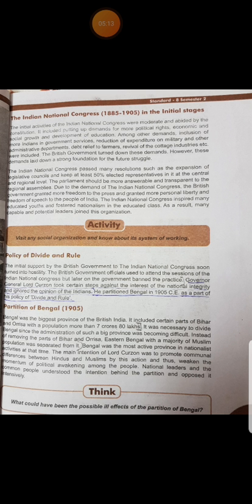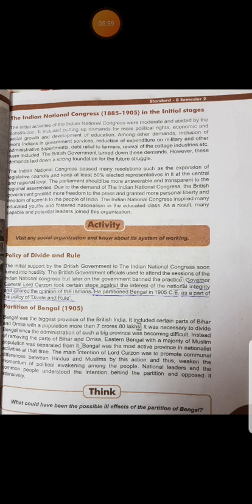The initial support by the British government to the Indian National Congress soon turned into hostility. The British government officials used to attend the session of the Indian National Congress, but later on the government banned the practice. At first, the Britishers started giving support to the Indian National Congress because they knew that if they didn't give support, the Indians would not allow them to rule in India. In the starting period they gave support, but slowly they started suppressing it.